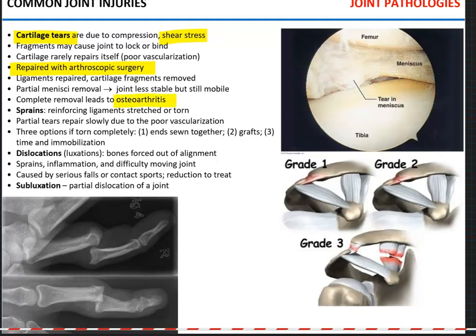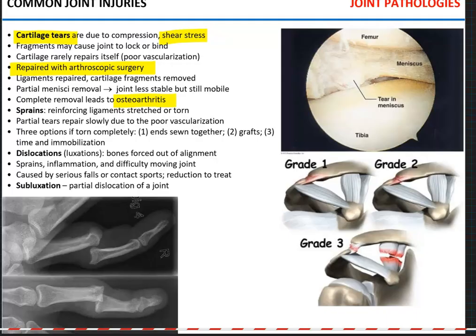This is called osteoarthritis, when the ends of the bones start rubbing against each other. That causes inflammation, and that, we'll talk, may result in complete immobility. You can replace the affected joint with a prosthetic joint, but it's a separate surgery.